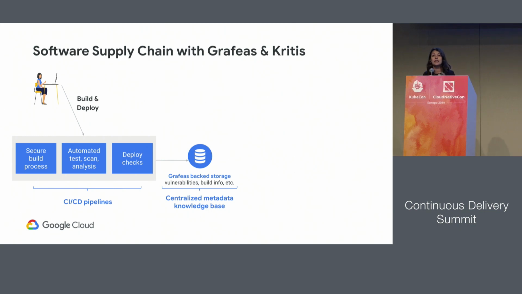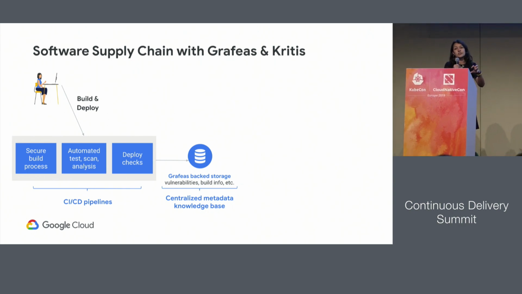Okay, and so all the different types of metadata that are generated by the CI/CD pipelines can actually be stored in Kritis. So information like vulnerabilities and build information, source information, and so on. So Kritis is a centralized metadata knowledge base, and all the different CI/CD vendors just need to know how to speak the Kritis format and to be able to store it in the Kritis-backed storage system.